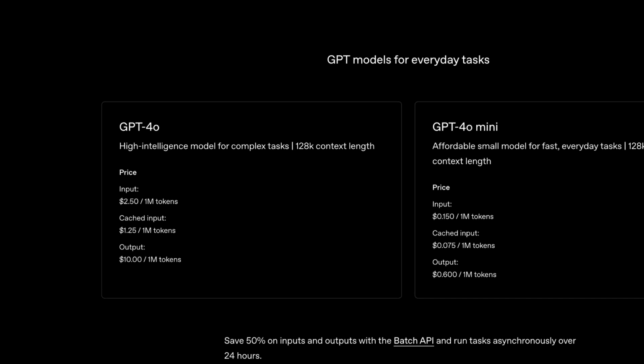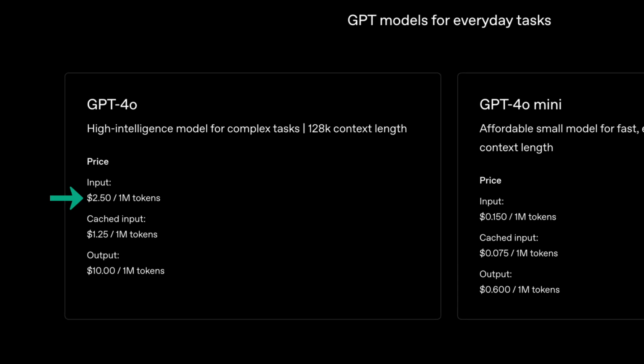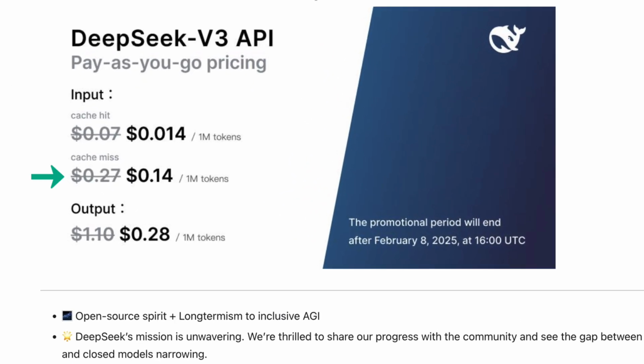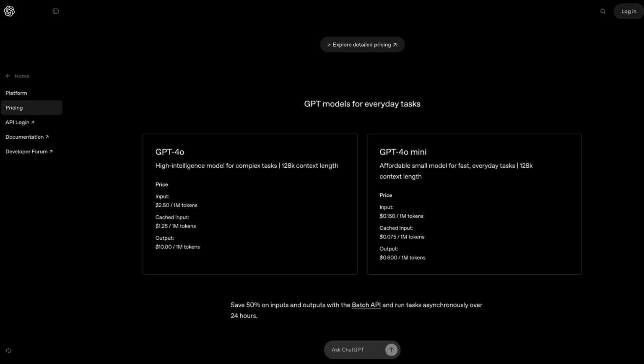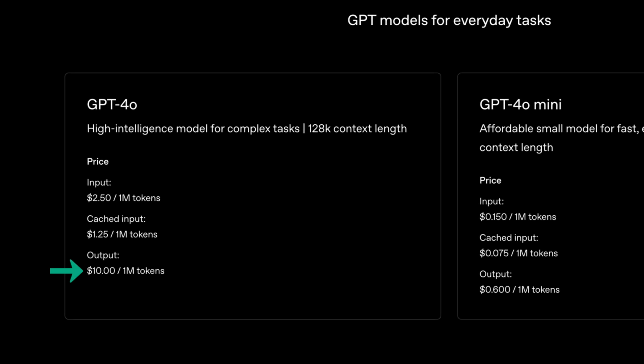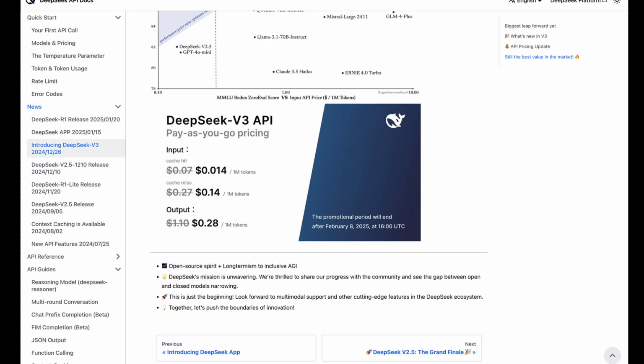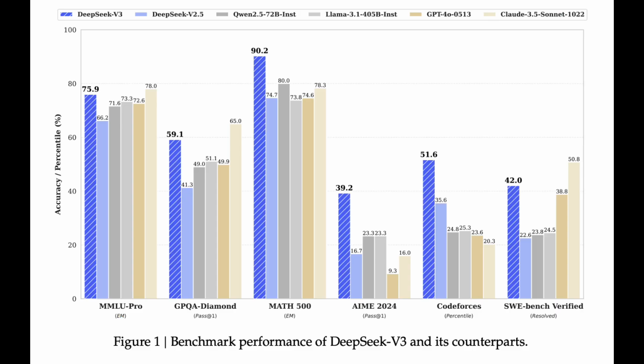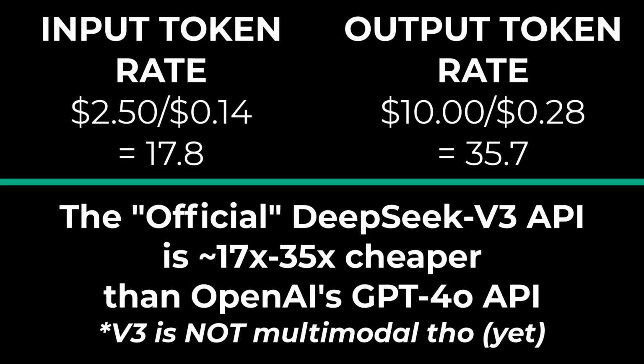While OpenAI's GPT-4o API charges $2.50 per 1 million input tokens, DeepSeek AI's DeepSeek V3 API charges only 14 cents per 1 million input tokens. And while OpenAI's GPT-4o API charges $10 per 1 million output tokens, DeepSeek AI's DeepSeek V3 API charges only 28 cents per 1 million output tokens. So, assuming comparable levels of intelligence, using DeepSeek's DeepSeek V3 API is 17 to 35 times cheaper than using OpenAI's GPT-4o API.